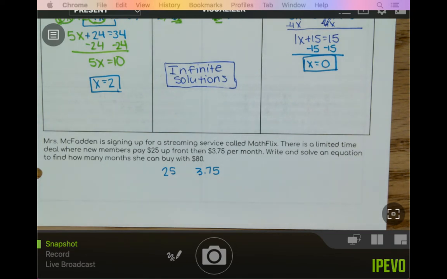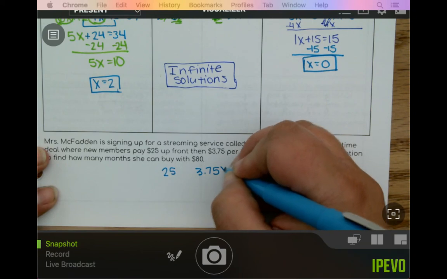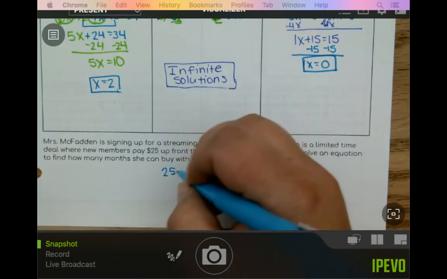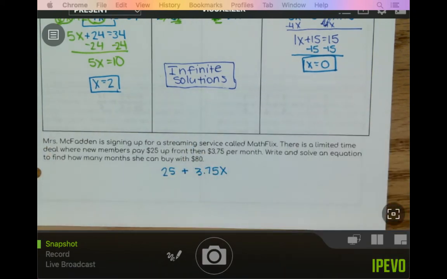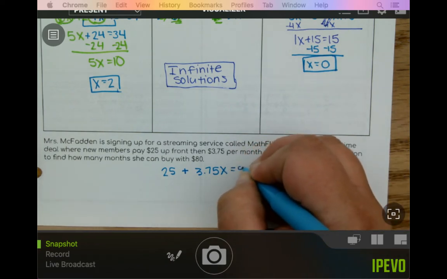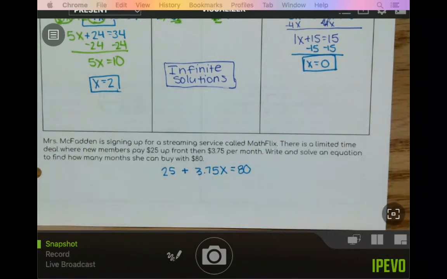The 3.75 comes back to haunt me every month that I forget to cancel my subscription if I don't want it. That's the one that needs to get a variable with it. And I'm going to add those together because they are both parts of my cost. And I want to figure out how much I can buy with $80. That's my grand total, guys. Word problems in math class aren't really that different. It just changes the situation.